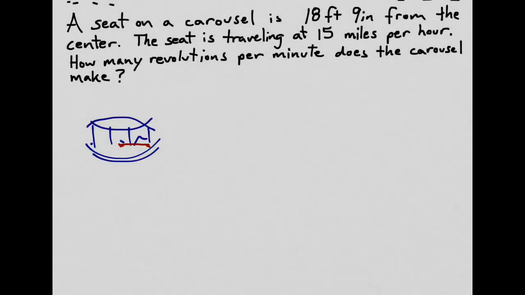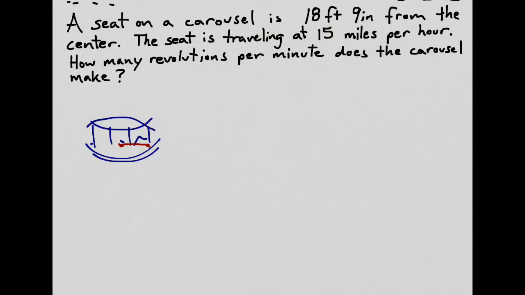Let's take a look at a second example, and what I'd like to do is take a look at the problem, set it up a bit, but then pause and give you the chance to try to think through the rest of it. So this problem involves a carousel, something you might find in a park with horses that spins around, and there's a seat on the carousel that is 18 feet and 9 inches from the center. The seat is traveling at a speed of 15 miles per hour, and we'd like to figure out how many revolutions per minute the carousel makes.